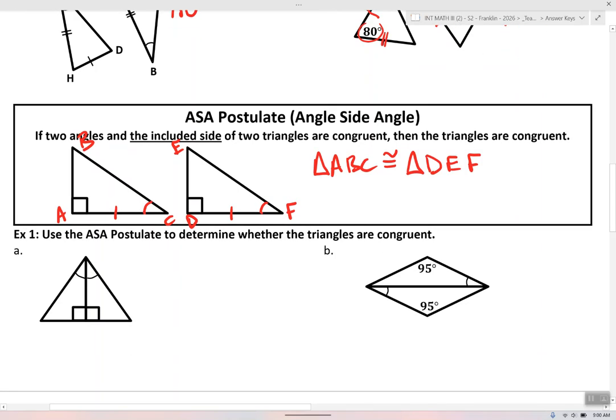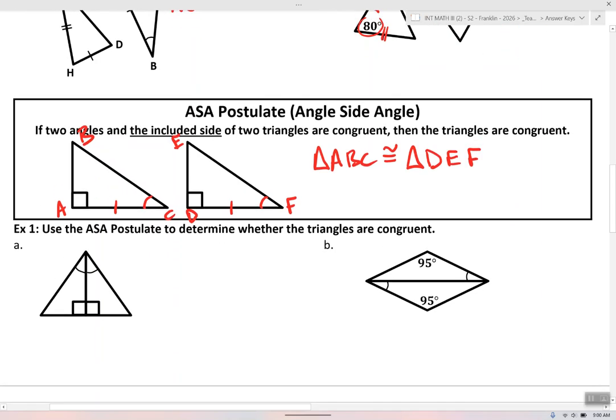Same idea. We're going to use that angle-side-angle postulate to determine whether the triangles are congruent. So again, two angles and the included side. So this first example here, I do have two angles. I have these top angles and these 90-degree angles. And I also do have the side between them because they share that side, which means it is congruent to itself. So yes, I do know that these two triangles are congruent.